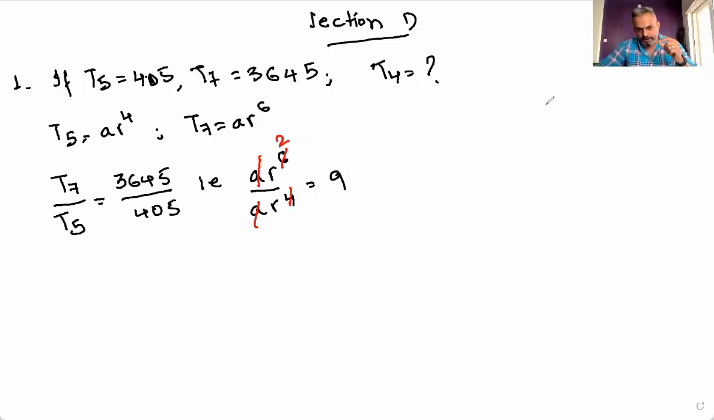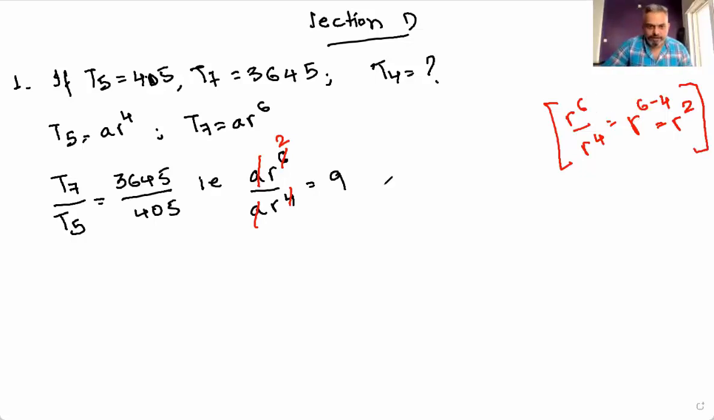Now pay attention, do it once again. R raised to 6 upon R raised to 4 is equal to R raised to 6 minus 4, which is equal to R raised to 2. Okay, so that's how we have to do it. It becomes minus, 6 minus 4, which is equal to 2. So therefore, R square is equal to 9. So therefore, R is equal to plus or minus 3. So now we got R, which is plus or minus 3.